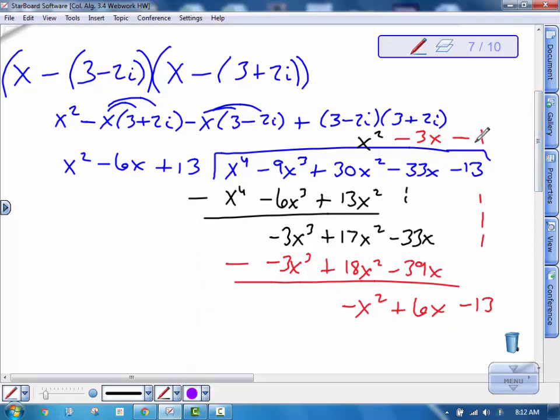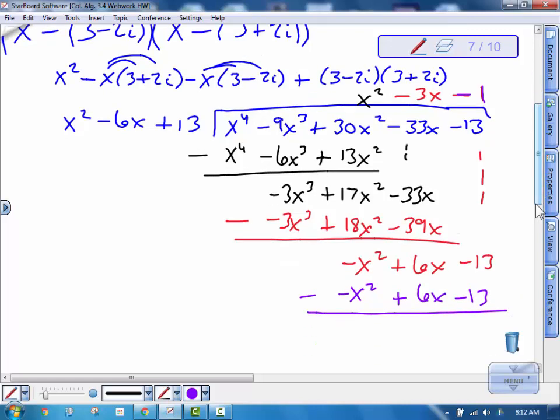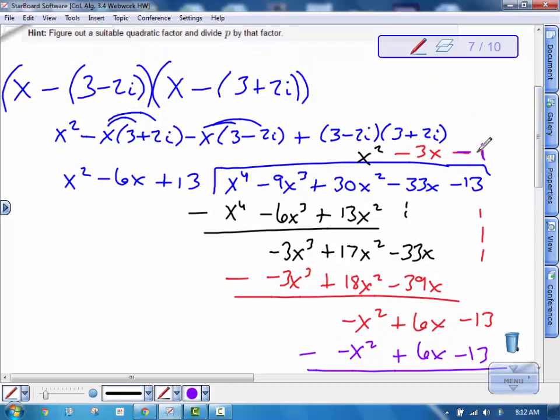I'll do this with a different color. So negative 1 times x squared gives me negative x squared. Negative 1 times negative 6 gives me positive 6x. And negative 1 times 13 gives me negative 13, which is good because I don't want a remainder in this problem. So 0 remainder when you subtract. So that's left over.